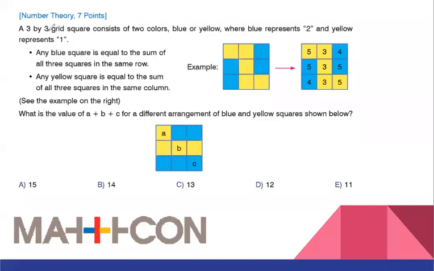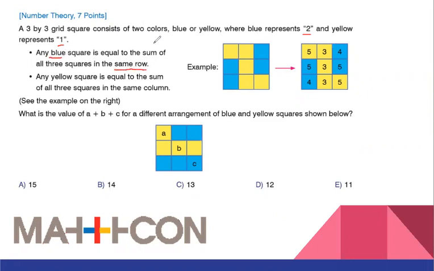Okay. So we are given a 3 by 3 grid square consisting of two colors, blue and yellow, like this one. The blue represents 2 and yellow represents 1. So the blues are going to be 2s and the yellows will be just 1s. And any blue square is equal to the sum of all three squares in that row. Okay, so this is important.